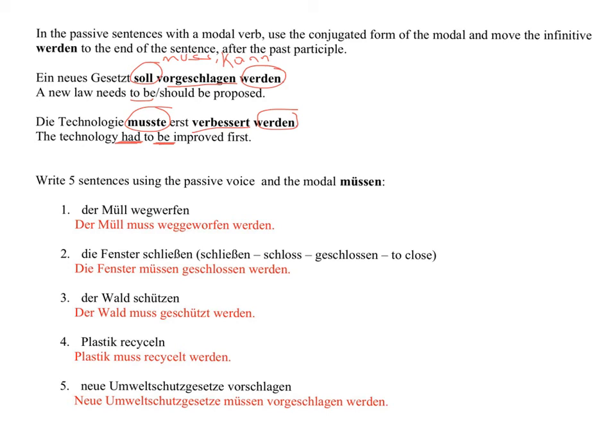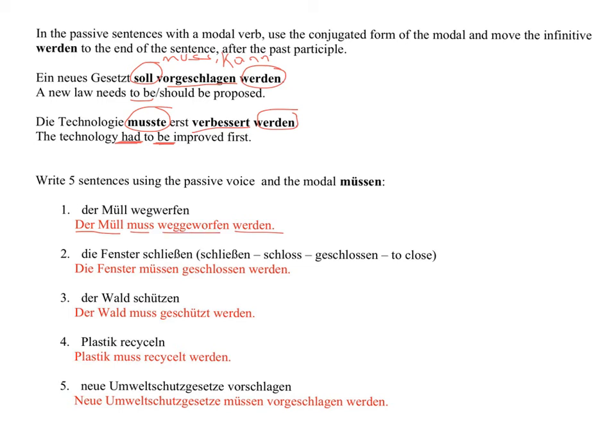So in these 5 sentence examples, we want to write them out using the modal verb müssen. Just wanted to keep it consistent if we just use one verb here, müssen. So der Müll is our subject. I'm just going to use the present tense form of müssen for all these. So der Müll is an ER/SIE/ES noun, so the form of müssen is muss in the present tense. Der Müll muss wegwerfen becomes weggeworfen. And then we're going to put that infinitive form of werden at the end. So when we say it in English order, the garbage must be thrown out.